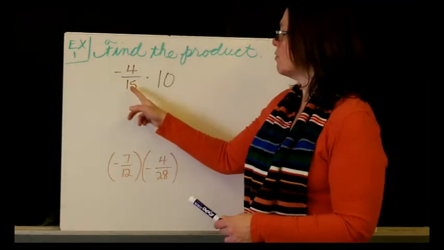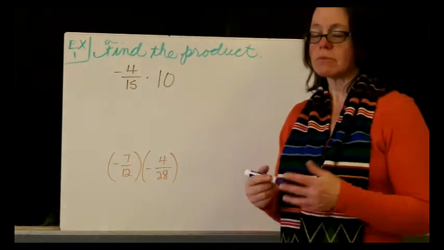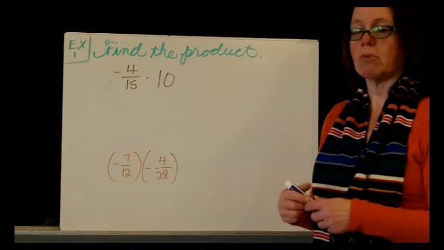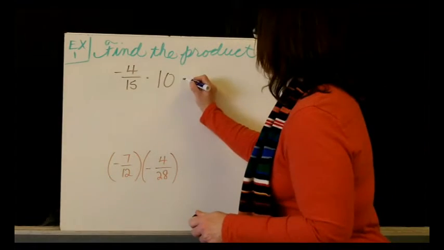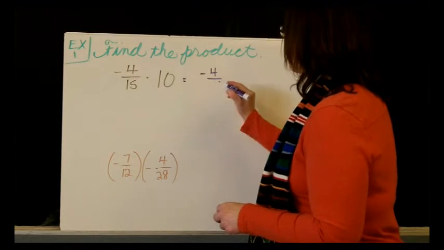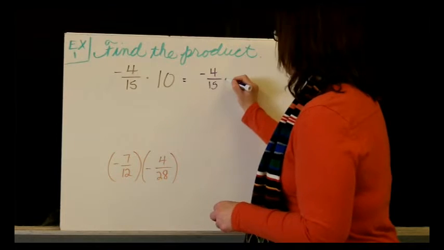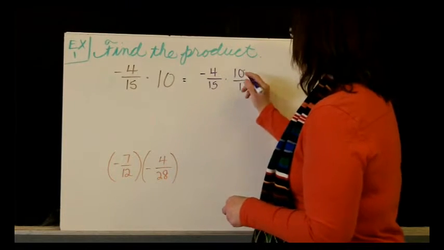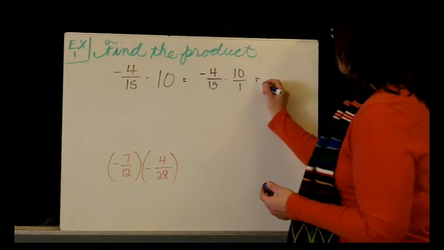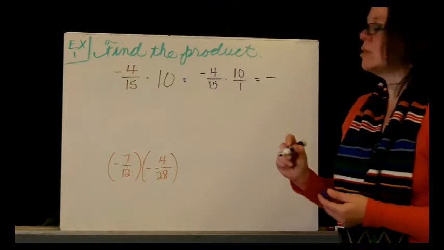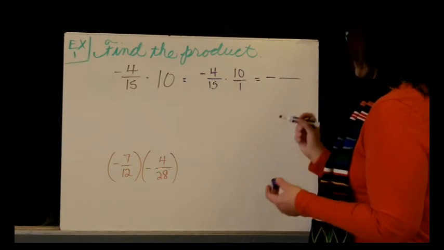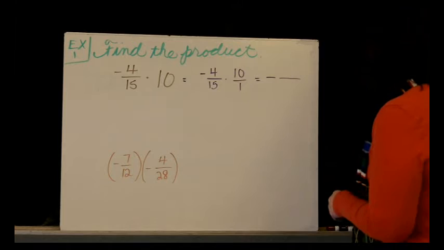In example 1, we have to just simply find the product. Here we have a negative 4/15 times 10. Now you know that when we are working with fractions and whole numbers, what we are going to do is convert that whole number into a fraction, which simply is 10 over 1. We just put the integer over 1. We have a negative and a positive, so I know that my answer is going to be negative. And then I fill in my fraction bar.